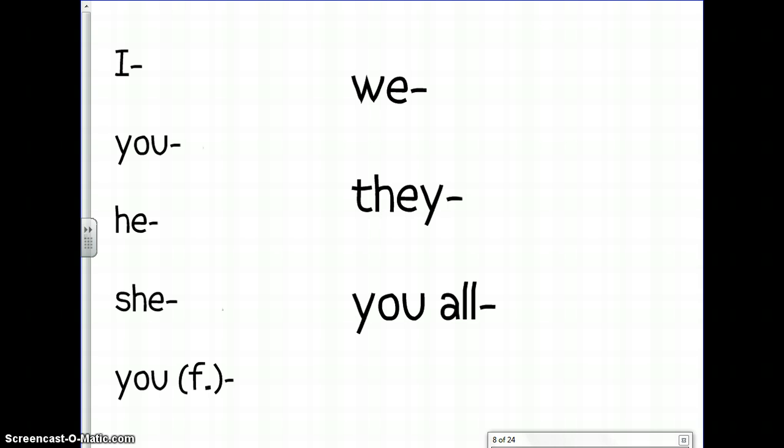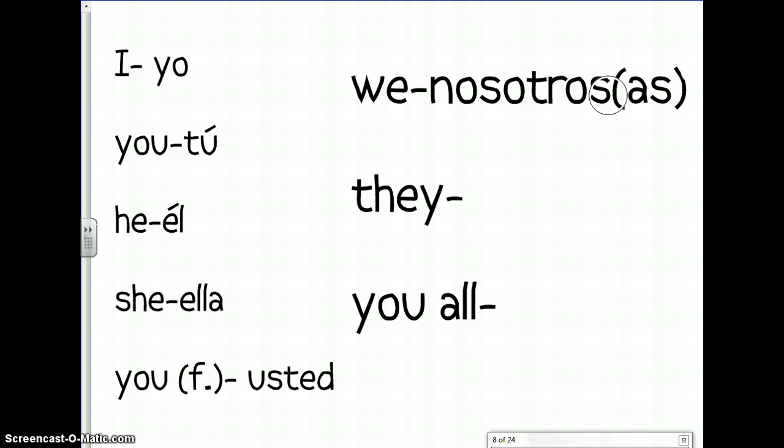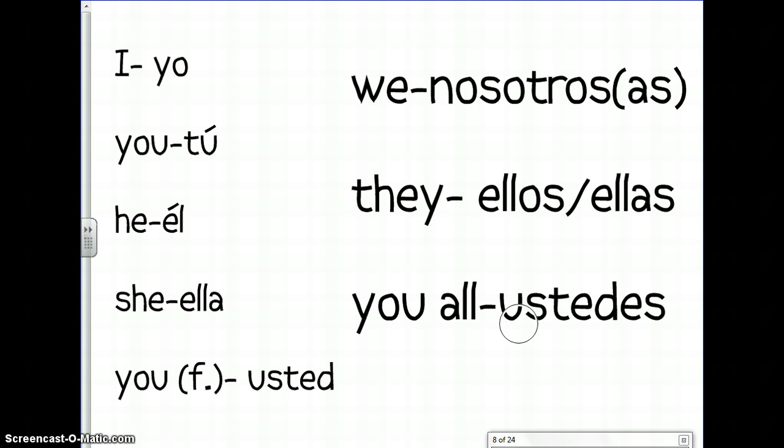Before we go into an example, I just wanted to review quickly some key concepts that we're going to need for this book. The way you say I in Spanish is yo, you is tú, he is él, she is ella, you formal would be usted, we is nosotros or nosotras, depending on who we're talking about, and they is ellos or ellas, again, depending on who we're talking about. The way you say you all is ustedes.